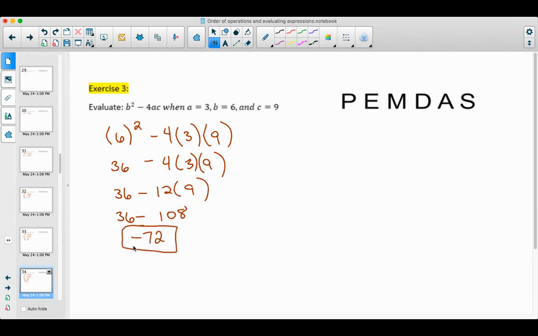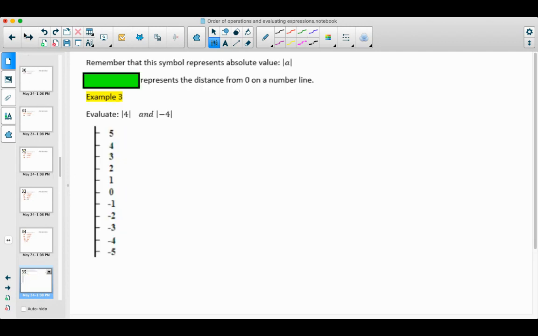Now you may remember that this symbol here with the 2 lines around a number is the absolute value, and that's our next vocab word here is absolute value. Make sure you write that down. An absolute value represents the distance from 0 on a number line. It's how far a number is from 0.